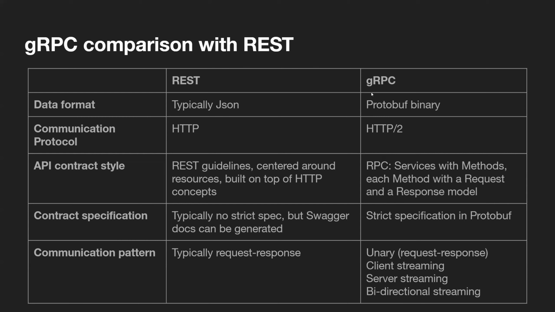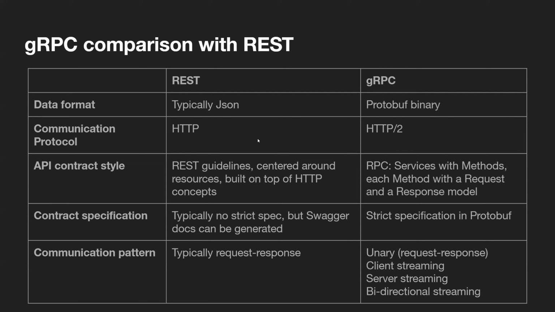In gRPC, by default, it is a protobuf binary. I say by default because there are other alternative implementations of gRPC which are using other serialization technologies, but the default one, which is kind of officially supported and supported by most of the implementations, is protocol buffers.